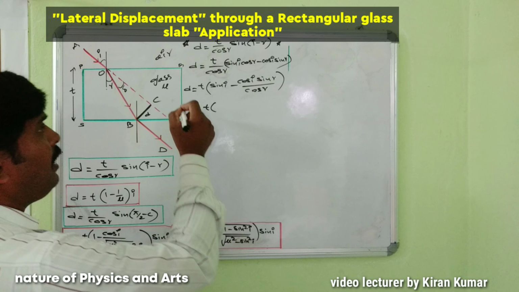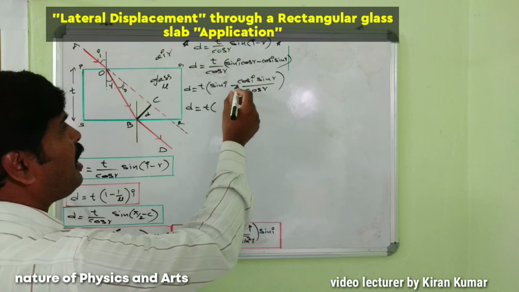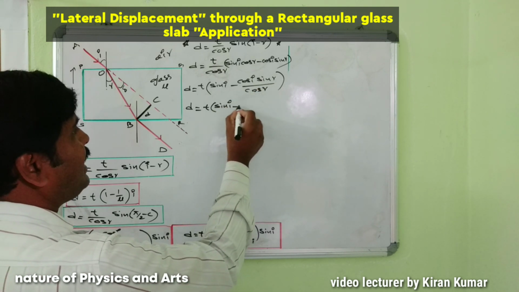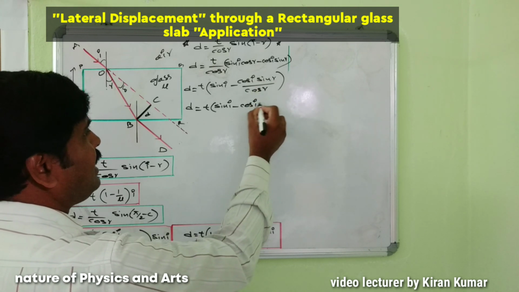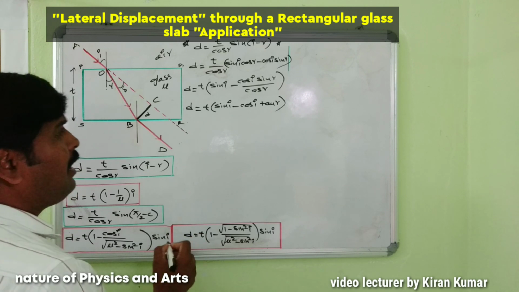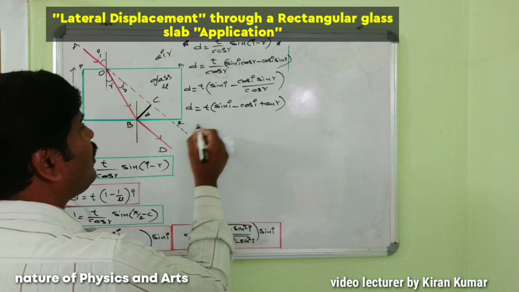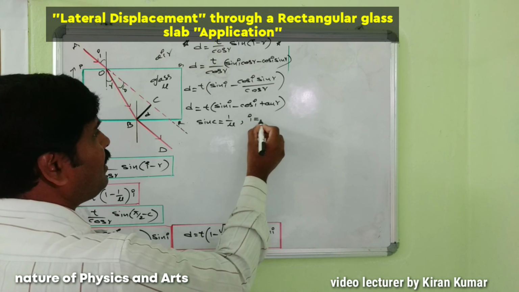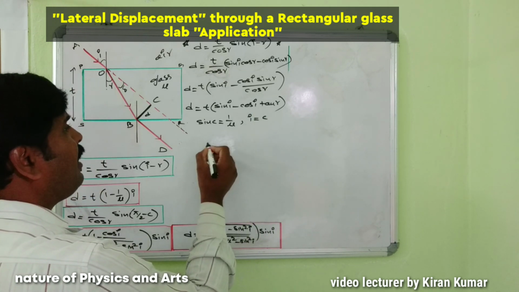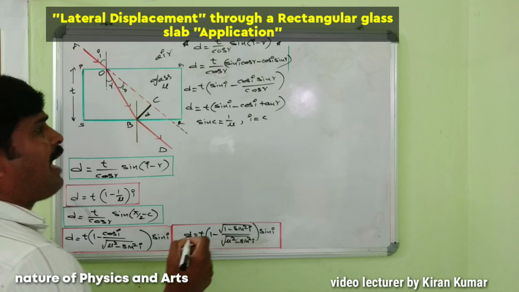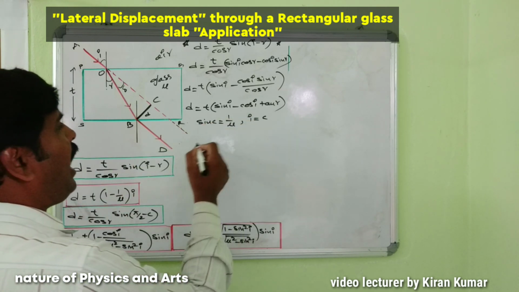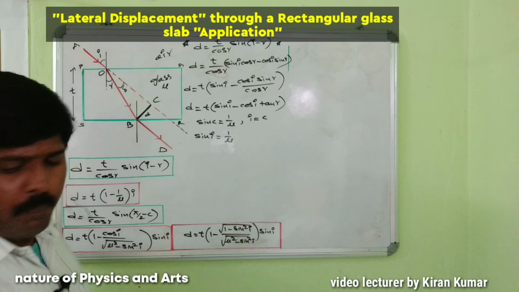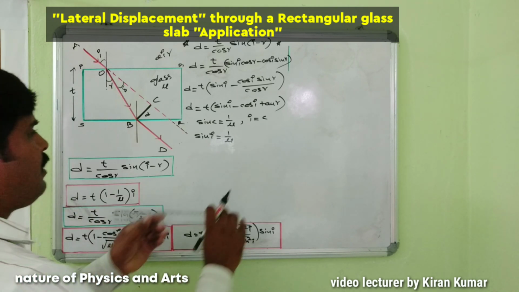See, here we already did that d is equal to t into (sin i minus cos i sin r divided by cos r). So sin i minus cos i, this sin by cos is tan, that is tan r. According to the question given here, sin C is equal to 1 by mu. Here i is equal to C. That's why for this angle of incidence the angle of refraction is 90 degrees. Now replacing the i value in this equation, sin i is equal to 1 by mu. Now based on that we can find the cos i value.